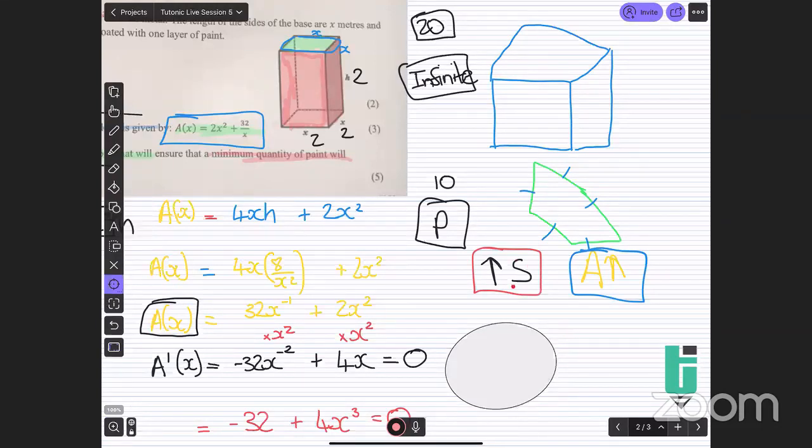If you increase the number of sides, the area increases. So therefore, the shape with the most sides has to have the highest area. And you can prove this.